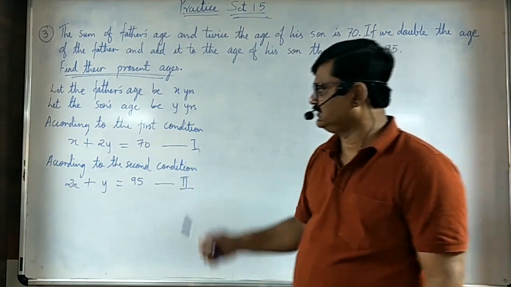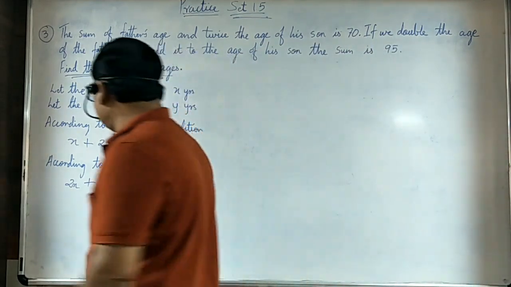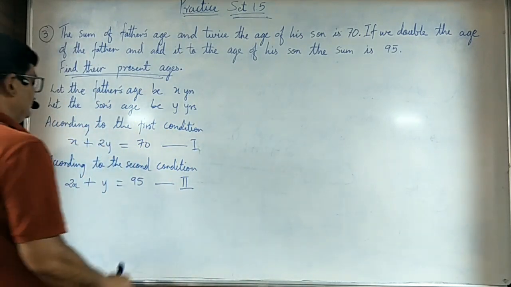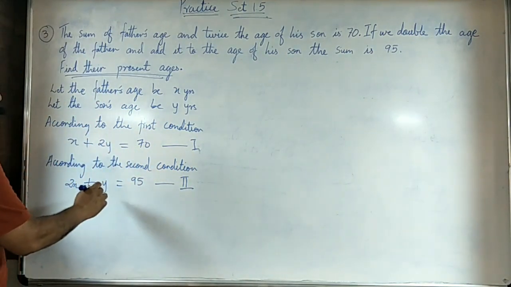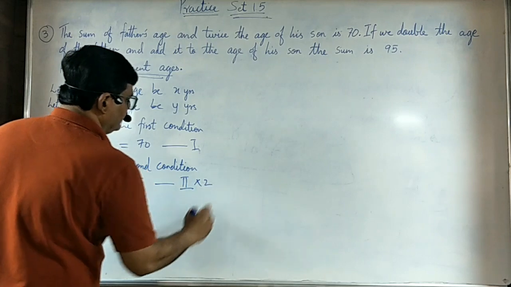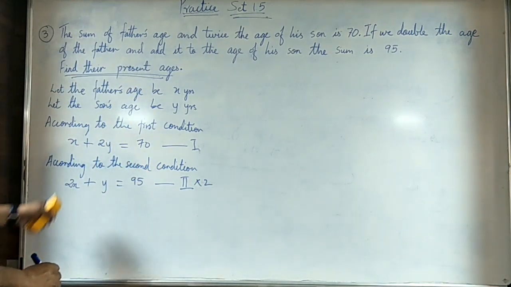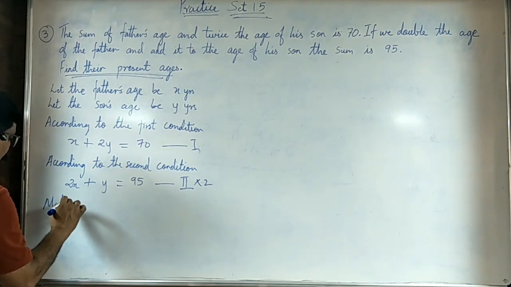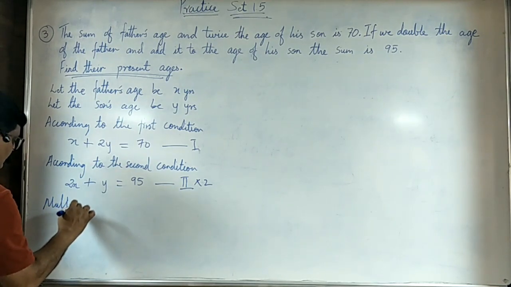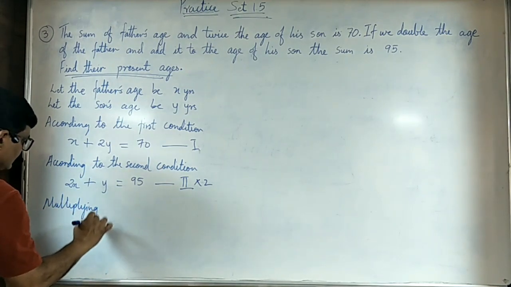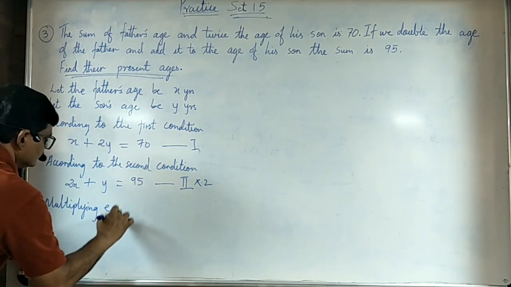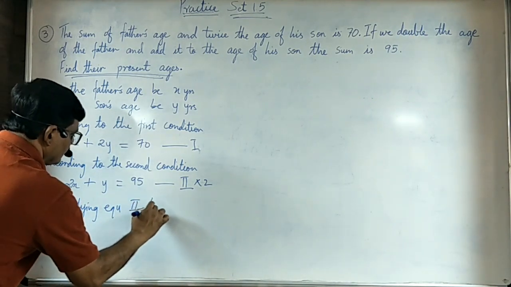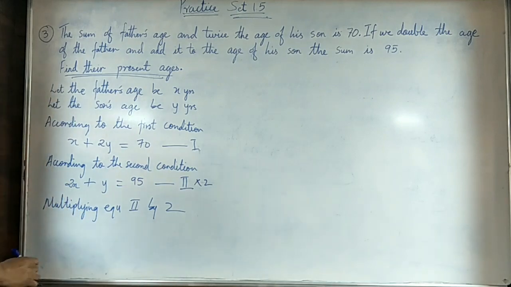You can equalize x also. You can equalize now. Can we equalize y over here? So to equalize y, here it is 2y, here it is y. So can I multiply equation number 2 by 2? When I multiply the equation, you have to write it over here: multiplying equation number 2 by 2.